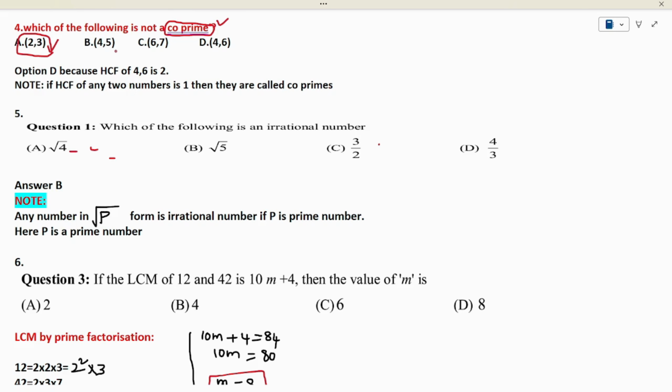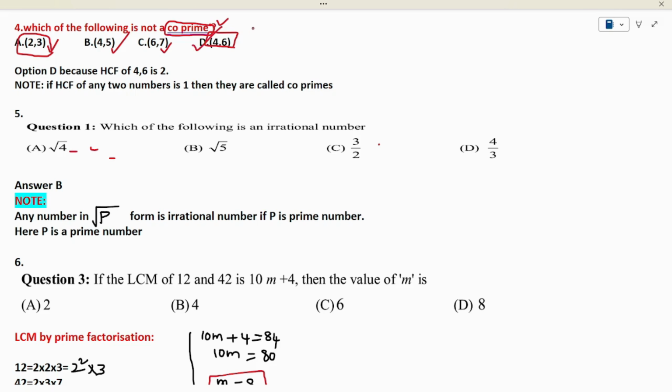4, 5, it has also HCF as 1. So, this is also co-prime. 6, 7, it has also HCF as 1. So, this is also co-prime. But in the case of 4 and 6, the HCF will become 2. So, I cannot say this is co-prime. So, D will not be co-prime.